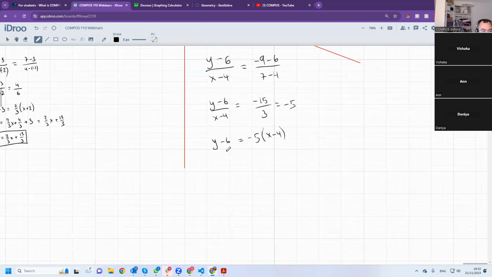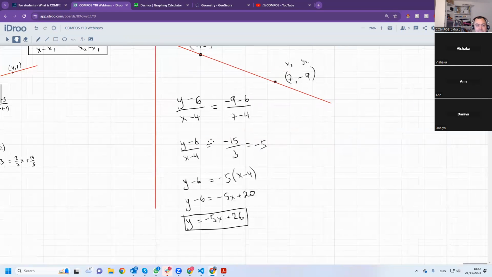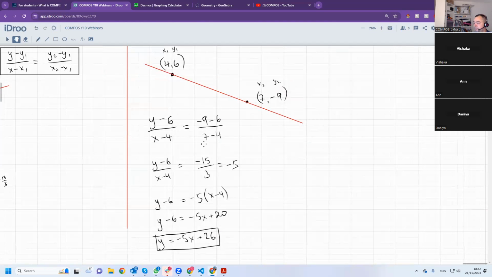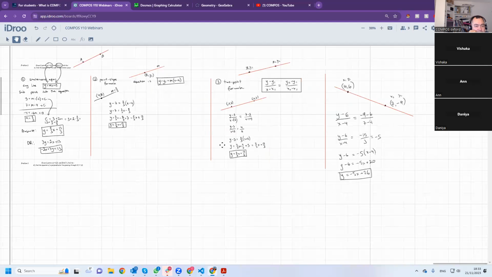And you just open the brackets. Y equals 6. Well, okay, let's not. So minus 5x plus 20. Y equals minus 5x plus 26. That's the solution. Does that make more sense? Okay. All right. Perfect. I am glad to hear.